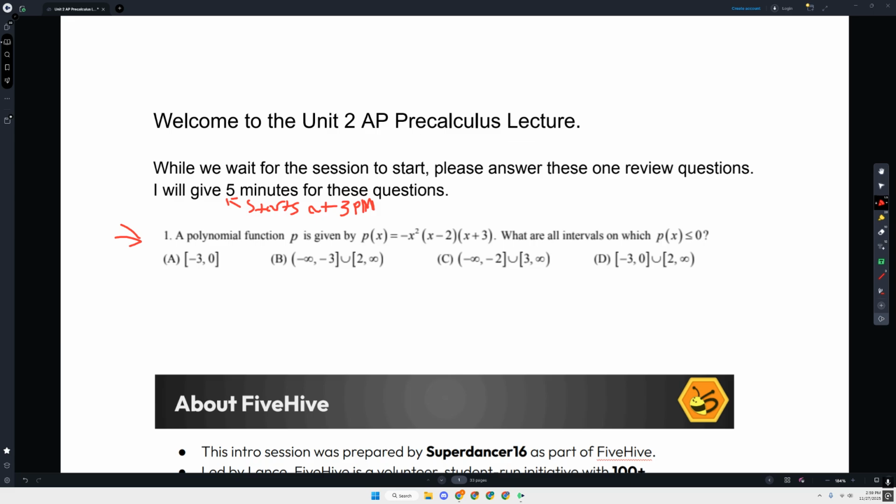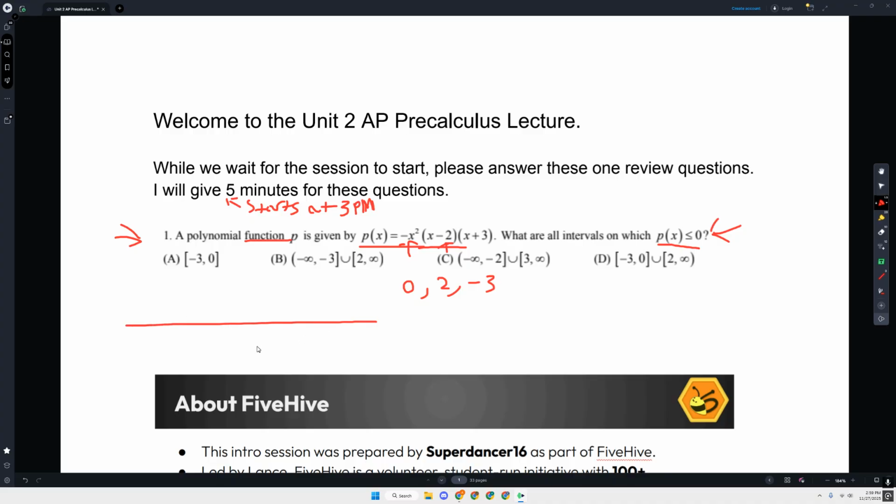So the winning answer right now is D. So we'll go over it. It gives you a polynomial, p of x is equal to negative x squared times x minus 2 times x plus 3. And it says, where is it less than or equal to 0? If you remember, you're supposed to use sign charts. That's the easiest way to do this, and it's already factored for us. We have our 3 zeros: 0, 2, and negative 3.